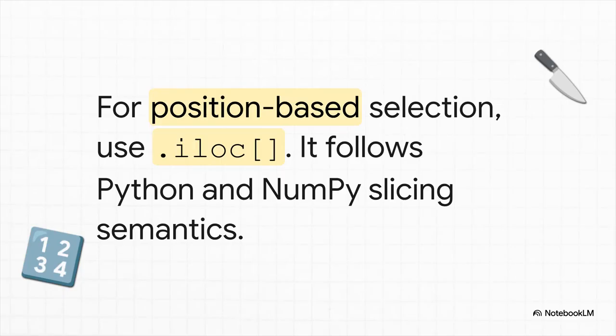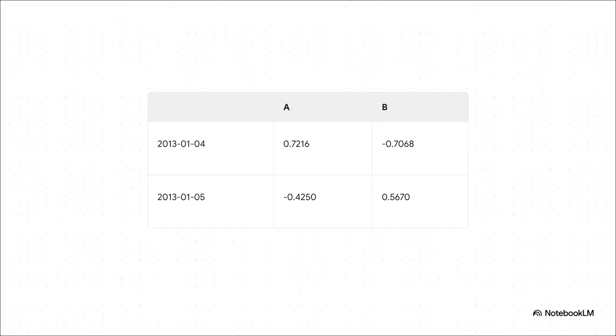But what if you don't care about the labels? What if you just want to select by its number, its position? For that, you use .iloc with square brackets. The I stands for integer. This works just like the Python slicing you already know, where you start counting from 0. And here's how that's different from .loc. This code is asking for rows at positions 3 and 4 and columns at positions 0 and 1. Now notice the critical difference. With iloc, the slice 3-5 stops before position 5. The endpoint is excluded, just like it is in standard Python. It's a subtle but really important distinction.